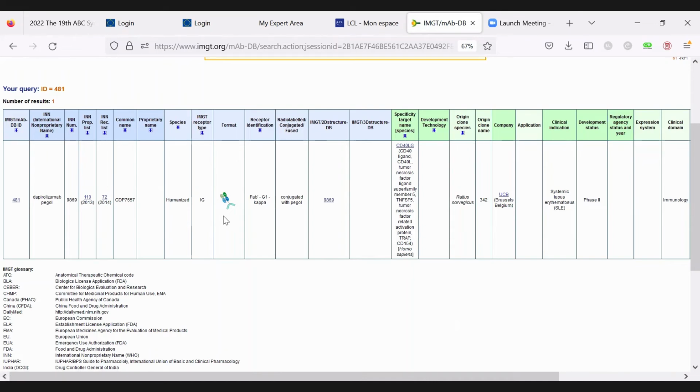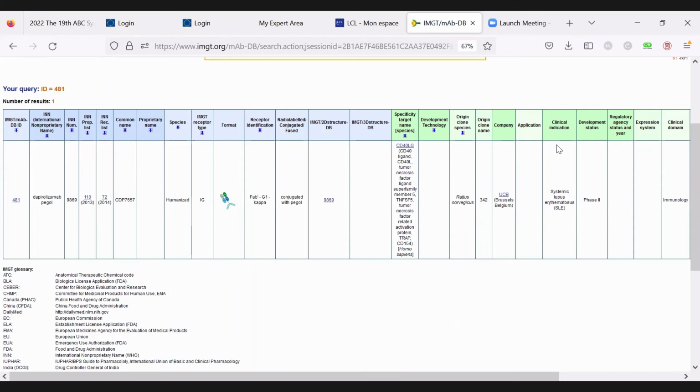It's a standardized format for all the monoclonal antibodies in the database. It gives you some extra information. This is a Fab, G1, kappa, that is a light chain. It is conjugated with pegol. It gives you the information in this database. There is a cross-link. We have not explored this database yet. It gives you the specificity. There you are. It's not a mouse. It's a rat original clone sequence, Rattus norvegicus. It's a rat sequence.